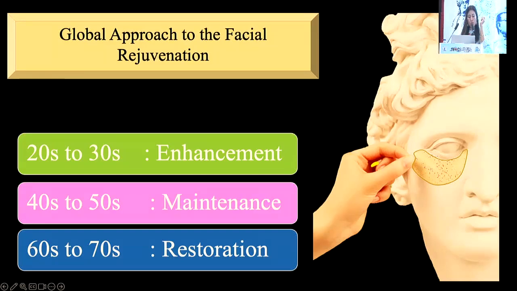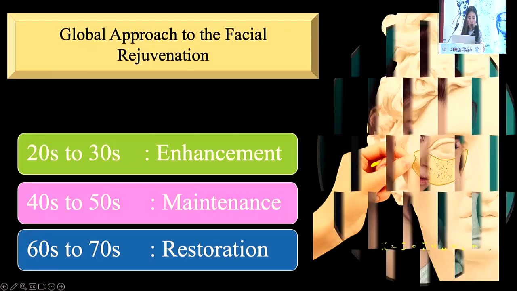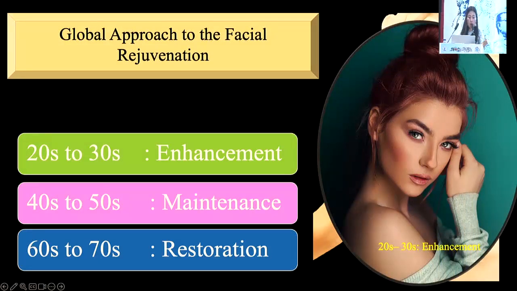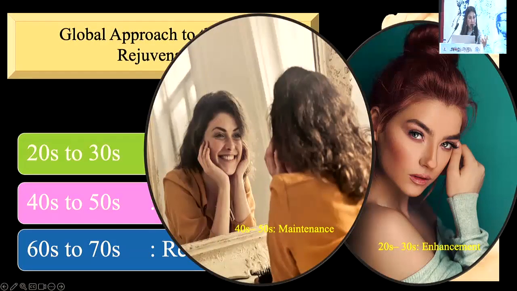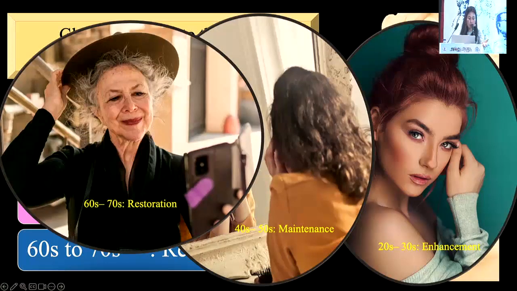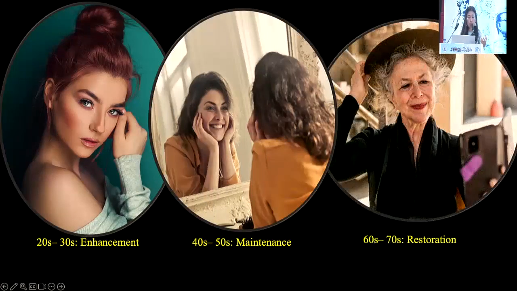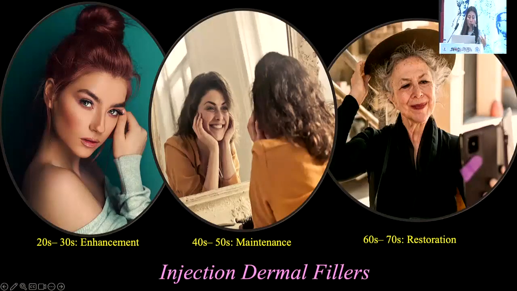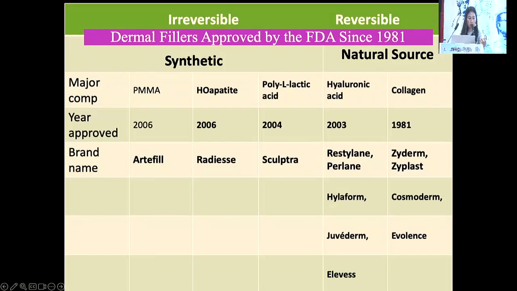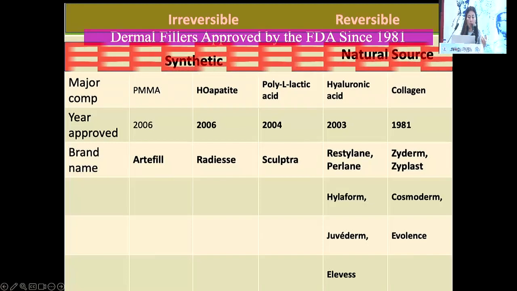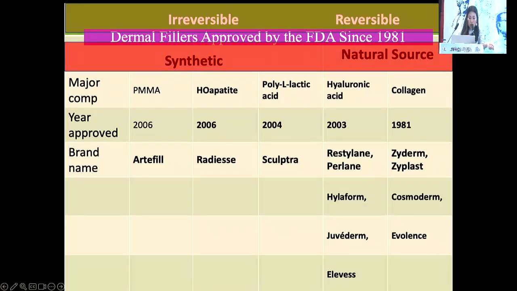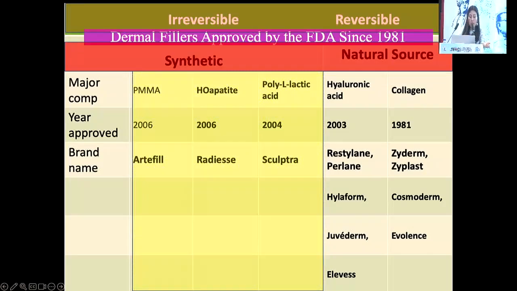So when we look at a global approach to facial rejuvenation, we see that when people are young, in their 20s to 30s, it is basically to enhance the features. In the 40s to 50s, it is basically maintenance, and when people grow old, in the 60s to 70s, it is basically restoration. So whether it is for enhancement or maintenance or restoration, the main way of managing all these situations is by injecting dermal filler. And when we say dermal filler, we have both natural and synthetic types. What most of us prefer, whether Dr. Adit or Dr. Debraj or myself, are the natural sources, that is basically the hyaluronic acid fillers.